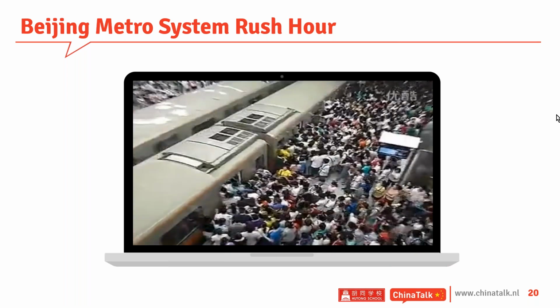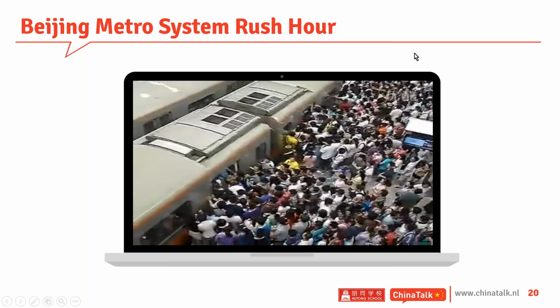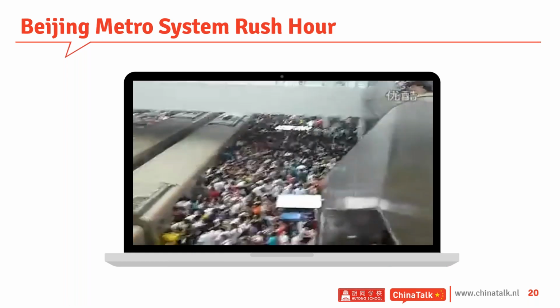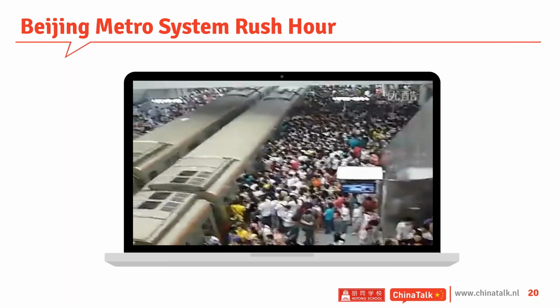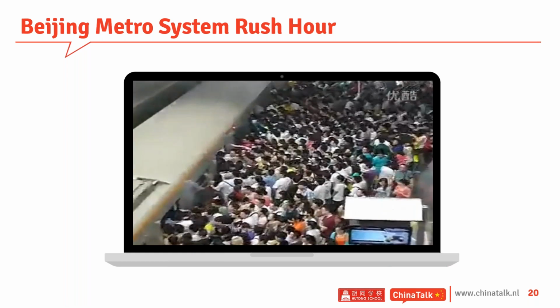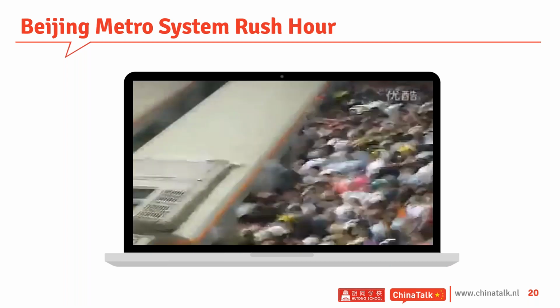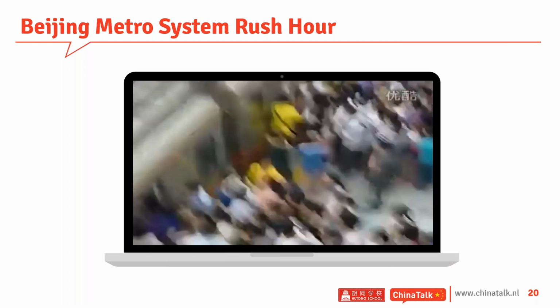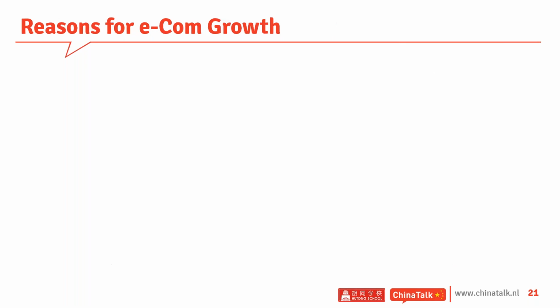Now you can imagine that if you are going to shop and you have to drag your goods back into the metro system in a crowd like this, chances are that your new purchases will not arrive at home the way you bought them. So it's another reason why people tend to shop online. But there's a few more.